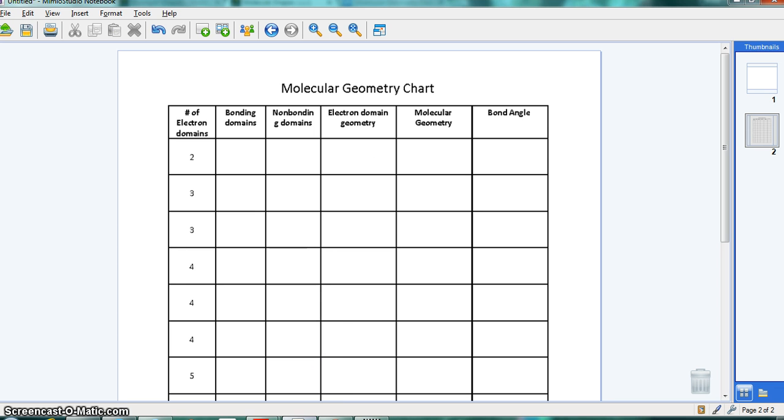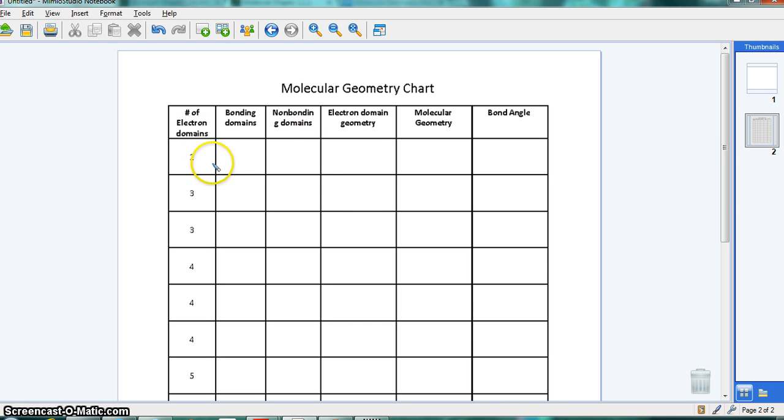Okay? So back to our chart, let's talk about what these different columns represent. So first we have the number of electron domains. An electron domain can be one of two things. It can be a covalent bond, or it could be a lone pair on the central atom. And we're only focusing on what's on the central atom, not the outer atoms. So of our number of electron domains, we're going to look at how many are bonding domains, meaning how many are shared in a single, double, or triple bond. And then we're also going to look at the non-bonding domains, which would be the lone pairs that are not shared between the atoms. Okay?